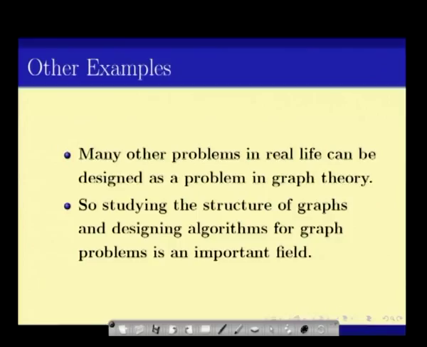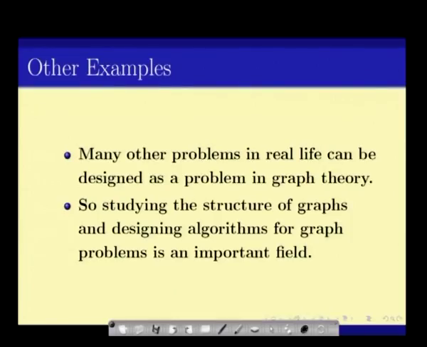Now, there are many examples in real life which can be designed as a graph problem. So, in general, studying the structure of graphs is a very important field. It is like a proxy to solving all the other real life problems. If I know how to solve various graph theory problems, then various real life problems can be modeled in graph theory, and we can use our known algorithms to get our answers. And that is why graph theory is such an important subject in the field of algorithms.